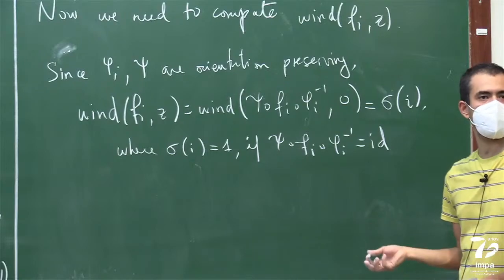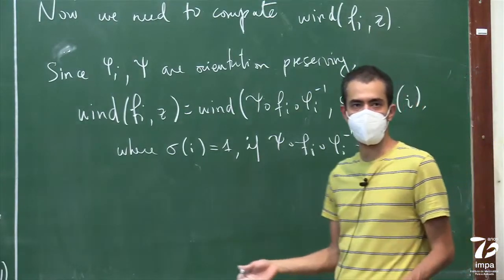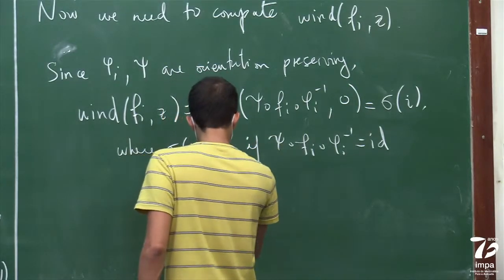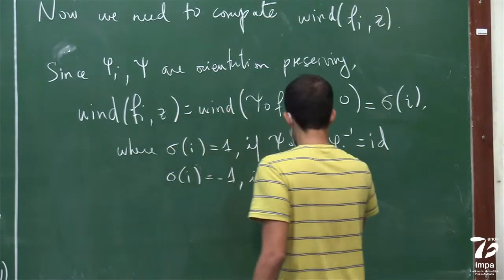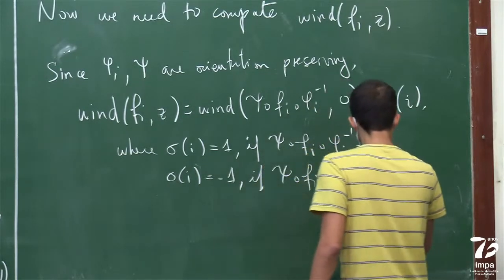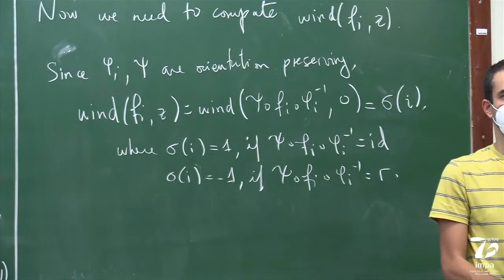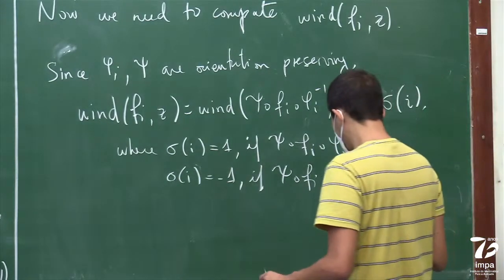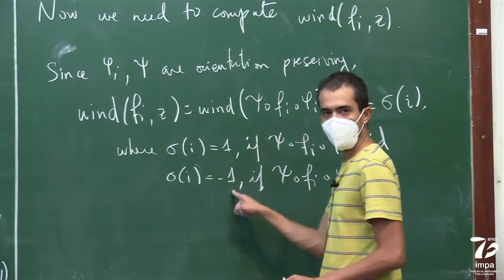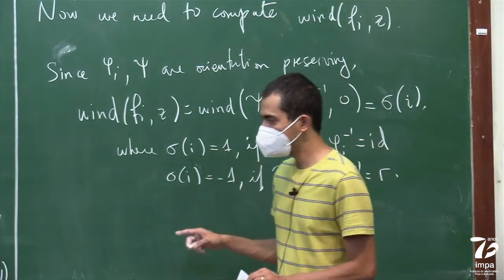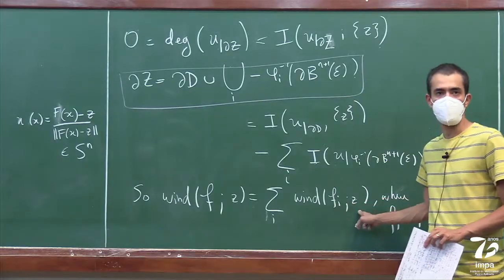And it's not a hard calculation. It's a simple calculation. You just have to look at the orientation to see that sigma i is minus 1 if this map is the reflection, or is any reflection, actually. Okay? Okay, so now we're almost done. The last thing we have to notice is that the sign of this sigma i is the same as the sign of this pre-image.